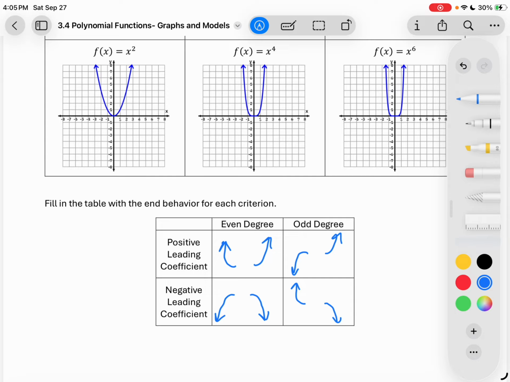So those are some features of polynomials. When you graph them, the end behavior can be found using that chart there with the even degrees and odd degrees by identifying the leading coefficient and the degree of the polynomial itself.